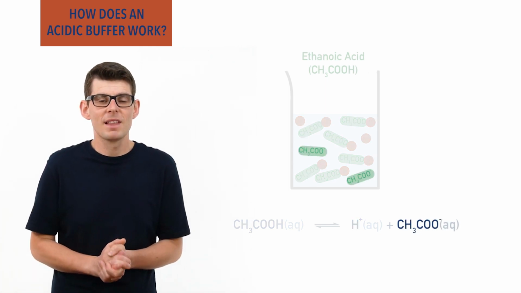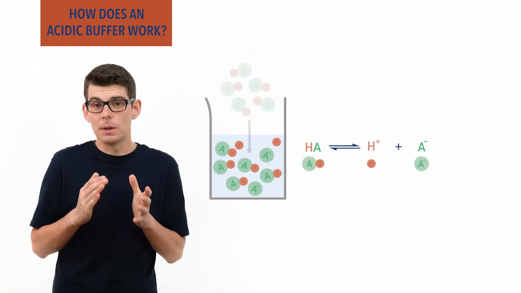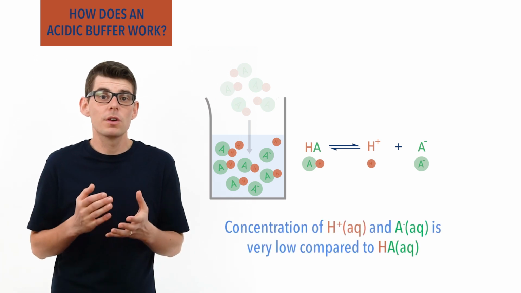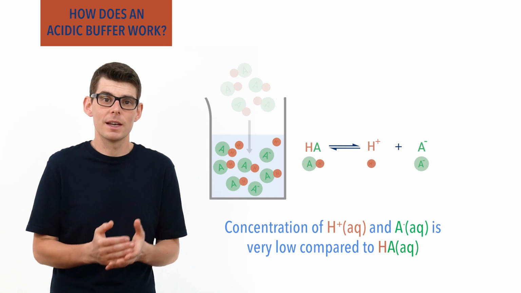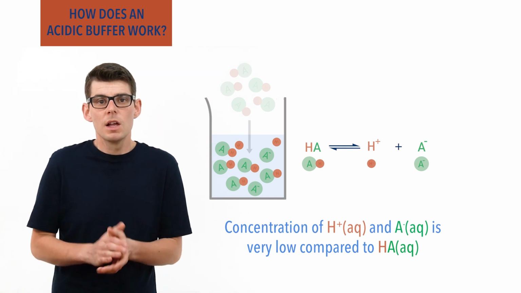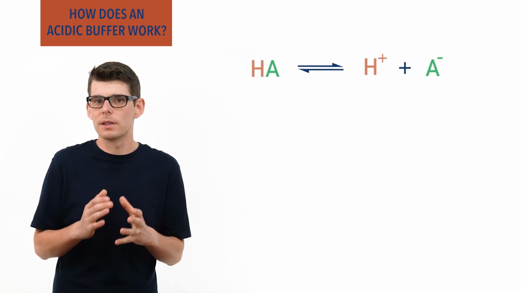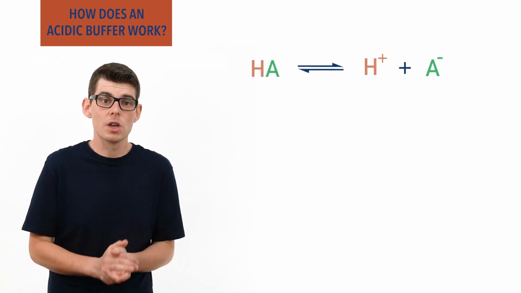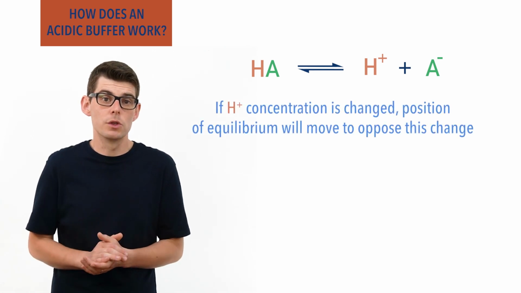CH3COO-. The concentration of H+ and A- ions in the equilibrium mixture will be much smaller than the concentration of HA molecules, as only partial dissociation of the acid occurs. Le Chatelier's principle tells us that once this equilibrium gets established, if H+ ion concentration is changed, then the position of equilibrium will move to oppose this change.